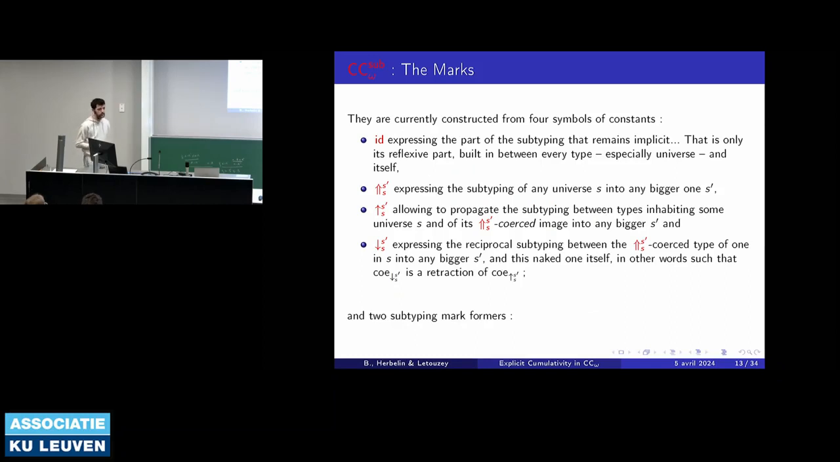Okay, so the marks, more explicitly, in more detail. We have the first one, which expresses only the part that remains implicit in the subtyping, and since we make the whole hierarchy explicit, it's only the reflexive part. So any type in a universe is subtyped to itself. The double up is the subtyping of any universe S into the bigger one S prime. And we propagate, that's a difference with Assaf's work, for instance, on universe subtyping, the subtyping between types to their inhabitants. So this little up will be the coercion from one type into its coerced double up version. You'll see that then. And this is the retraction of the coerced simple up that gets back into the lower universe or lower type coming from a double up.